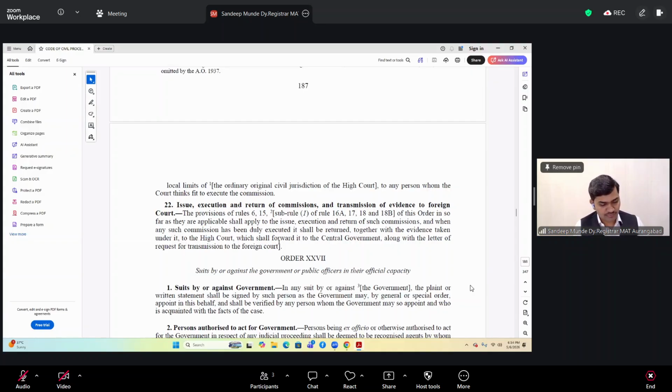Save as otherwise provided, no suit shall be instituted against the government or against a public officer in respect of any act purporting to be done by such public officer in his official capacity until the expiration of 2 months next after the notice in writing has been delivered to or left at the office of the concerned authority.